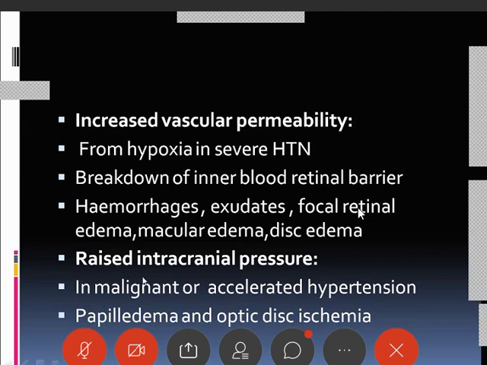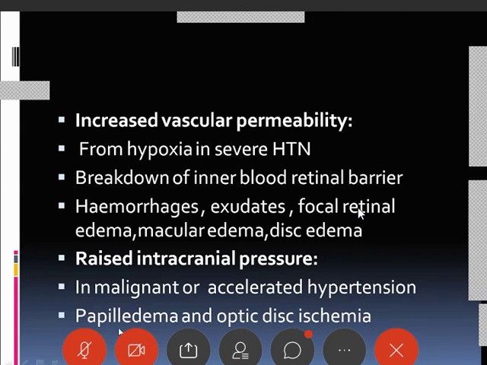Then the fourth one is the raised intracranial pressure, because of high blood pressure. There will be increased intracranial pressure, which occurs in malignant or accelerated hypertension, leading to papilledema and optic disc ischemia.